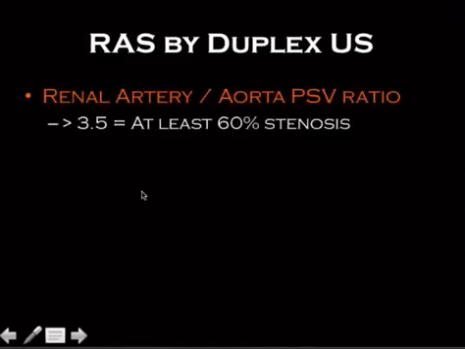Now what about when you're using ultrasound, just pure ultrasound? Is there a way to do that? Of course there is. You've probably read 20 million billion of these things. A ratio of the renal artery and the aorta peak systolic velocity, not mean. Peak. If you get 3.5 or more, then you've got at least 60%.